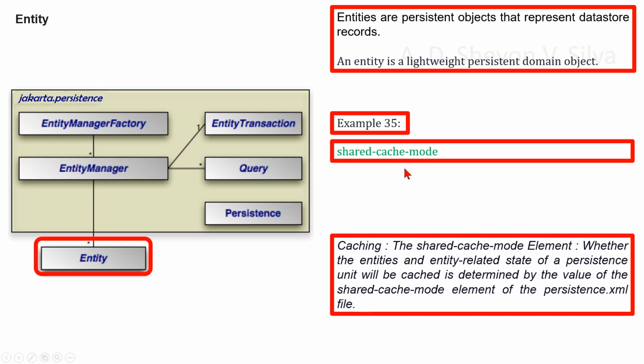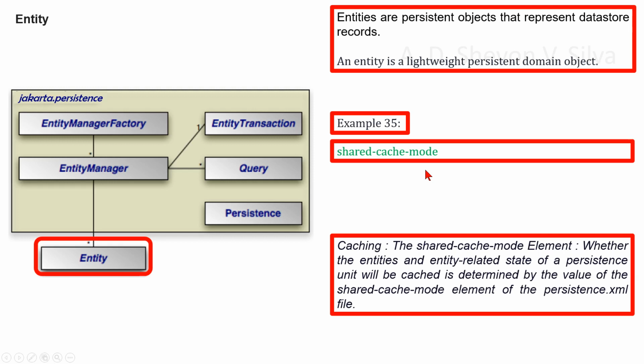Now we are considering the shared cache mode element in caching. Whether the entities and entity-related state of a persistence unit will be cached is determined by the value of the shared-cache-mode element of the persistence.xml file. The shared-cache-mode element has five possible values: ALL, NONE, ENABLE_SELECTIVE, DISABLE_SELECTIVE, and UNSPECIFIED.